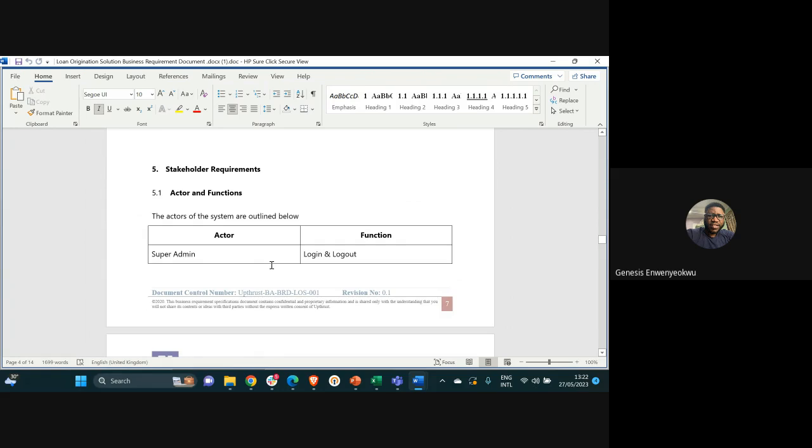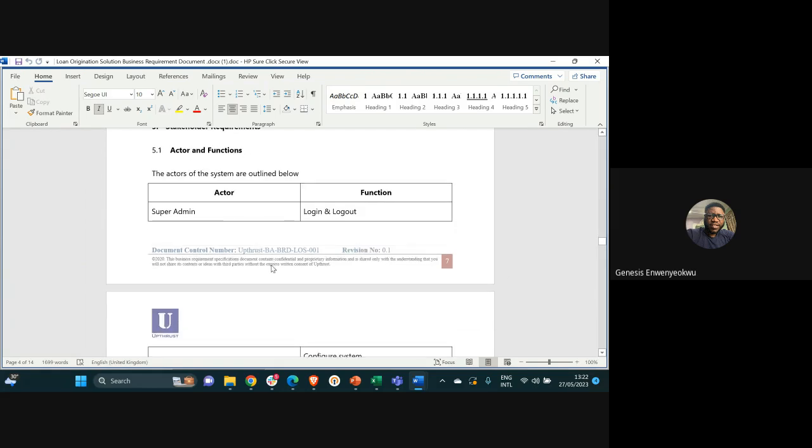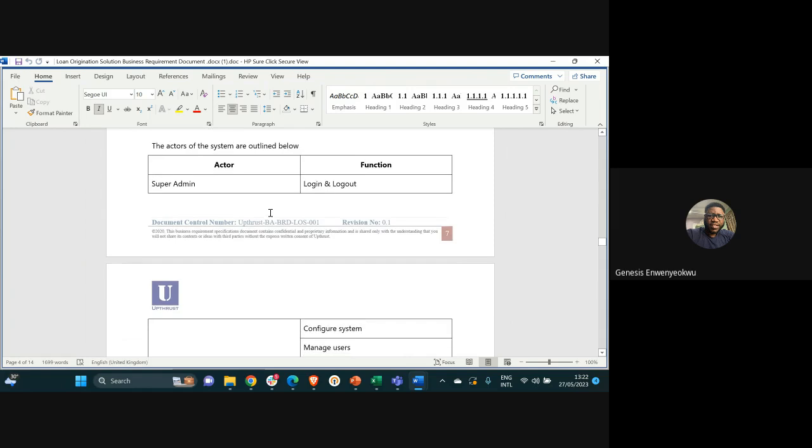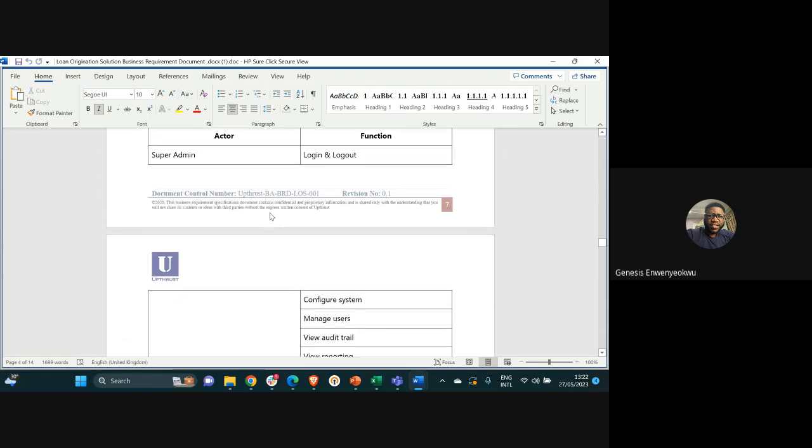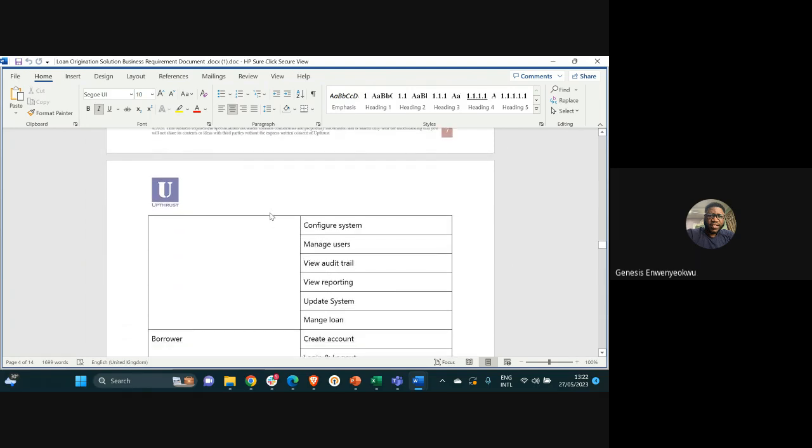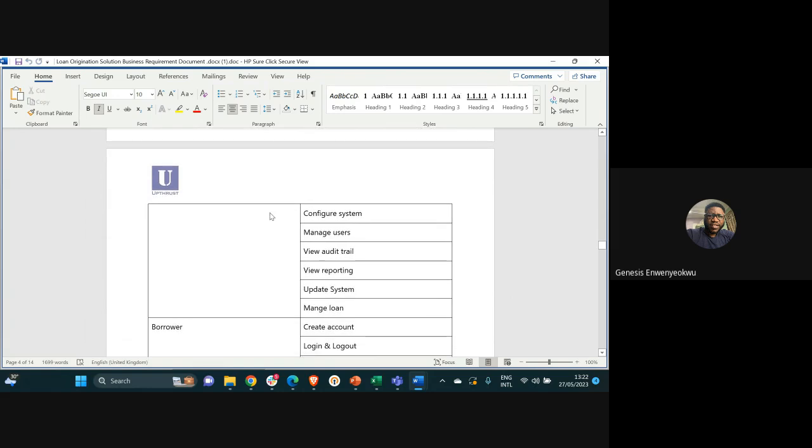When you talk about actors, you are referring to users. So users and their functions. You should be able to identify the various actors or users that will be using the system. So we have the super admin. What will be his function or responsibility? To log in and log out, to configure the system, to manage users, to view the audit trail, to update the system, and to manage loans.